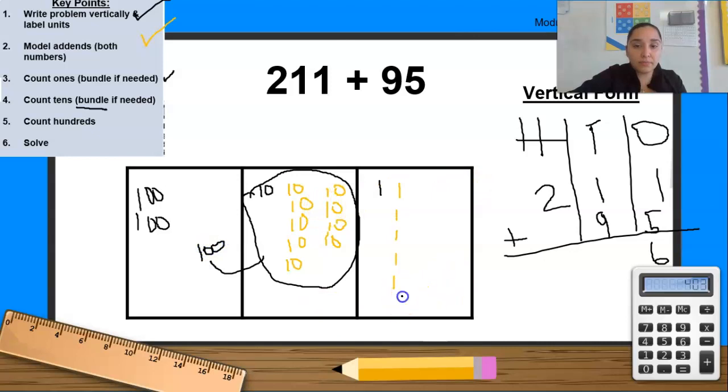So I have 0 tens and 100. So 1 plus 9 gives me 10 tens, which is 0 tens and 100. Let's look at the hundreds place, boys and girls. What's 1 plus 2? 100, 200, 300. So I have 300, boys and girls. Great job solving these problems together.